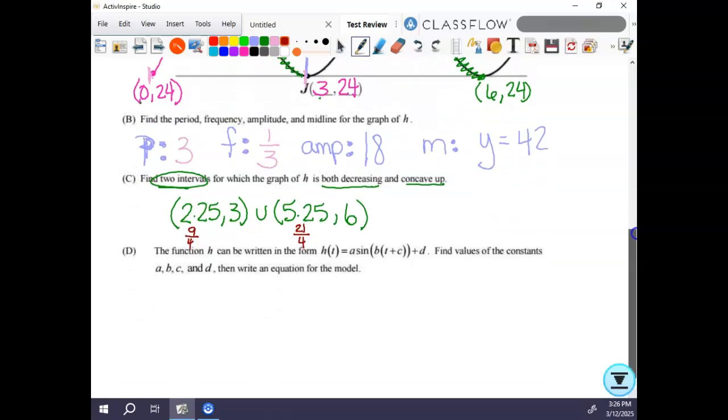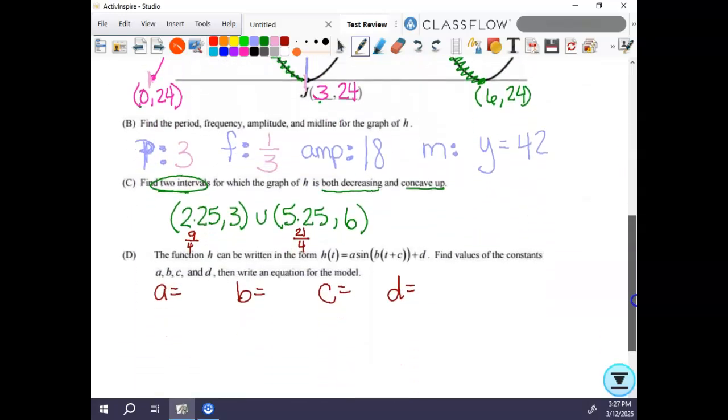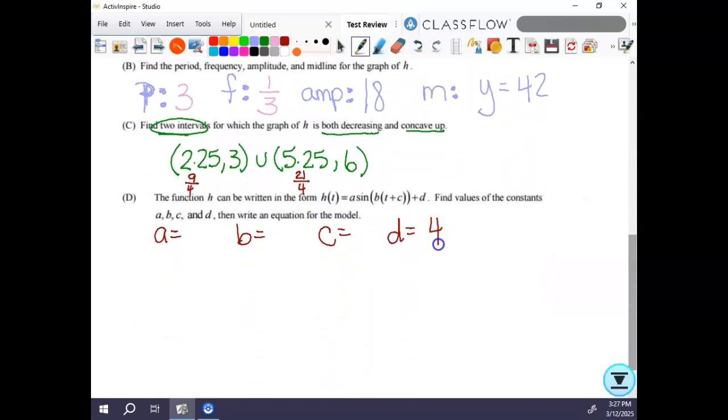Okay, so then I need to find A, B, C, and D, and then write the equation. C and D. Oh, I'm using equal signs again. Goodness gracious. Well, I guess that's fine. Actually, those are fine there. I don't know what I'm thinking. That's why I got confused on the other one. It doesn't really matter. D is just a number here, not an equation. We found our midline. It was at y equals 42, which means D is equal to 42. Amplitude is A, it's our 18.